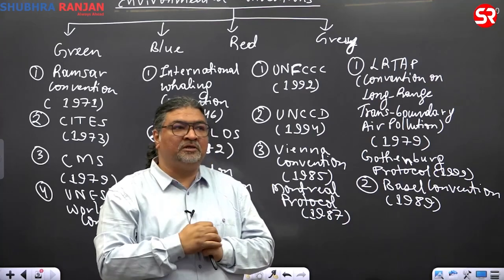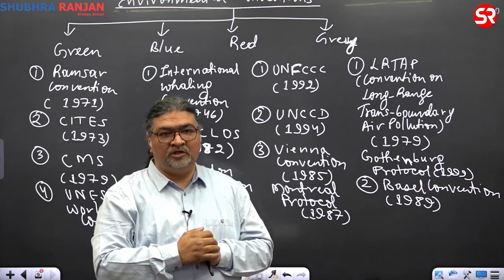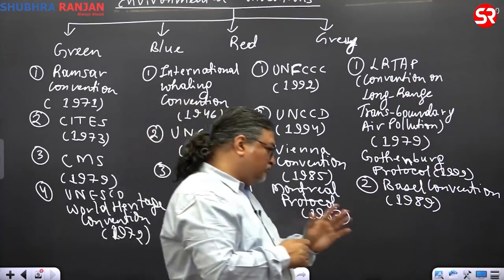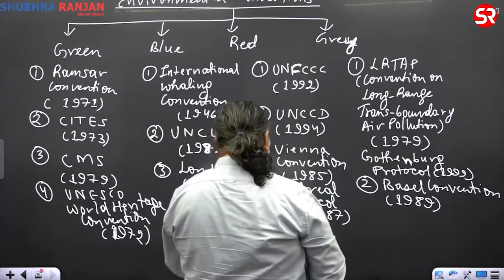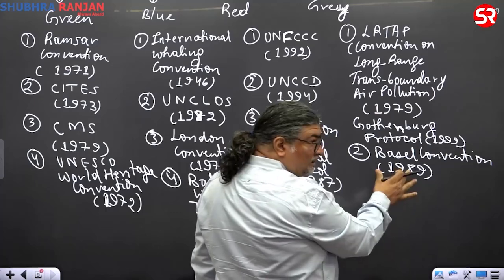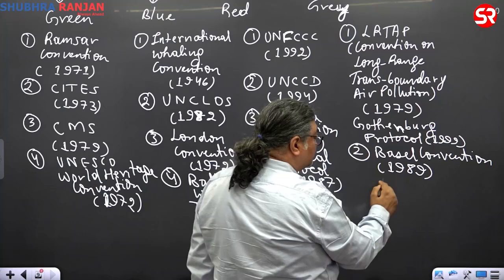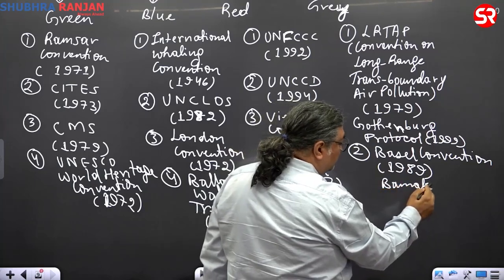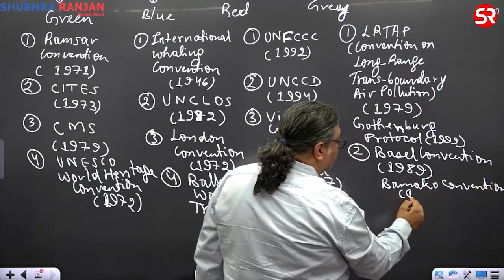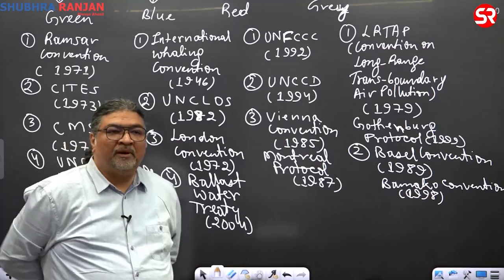So now what comes here? A very important treaty called the Bamako Convention. Bamako is an offshoot of Basel. So you can also write in the same flowchart, below this you write Bamako, within point number 2 only. Don't write separately. Let me first give the year: the Bamako Convention is 1998.